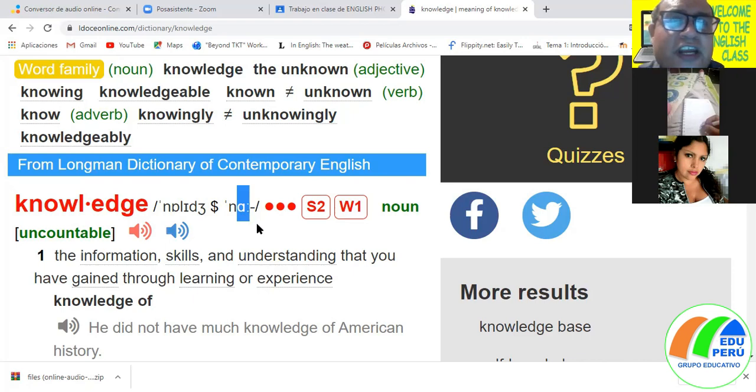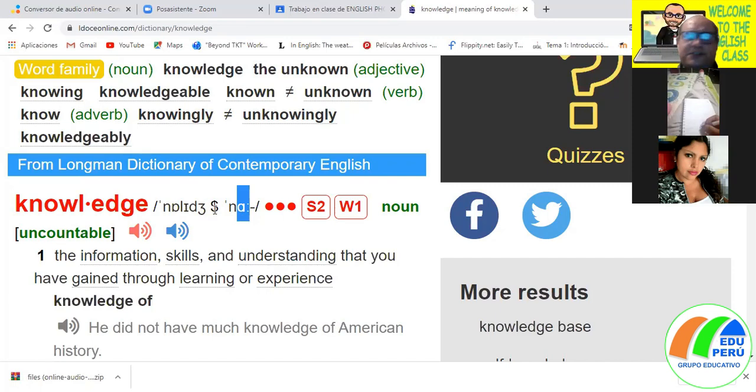British and American. So we are producing phones. We are not producing allophones here, notice, because we have a physical difference on this vowel, but the meaning is the same. You say knowledge or you say knowledge, it is the same. The meaning doesn't change. You just change the physical aspect of the sound. In American English, we use a central vowel, not so back. But in British English, we use the back vowel because we're going to use the back part of our tongue.